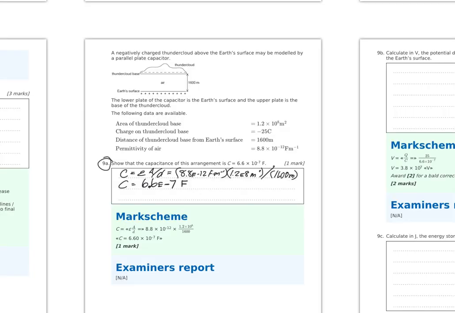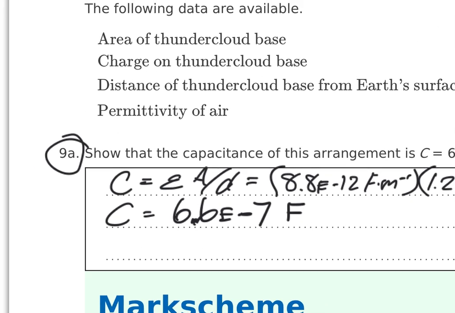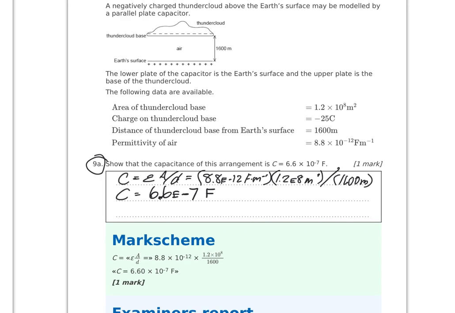So for 9A, we have the information. We have an area, the distance, and the permittivity. C is epsilon A over D. Plug your numbers in, 6.6 times 10 to the negative 7 farads.